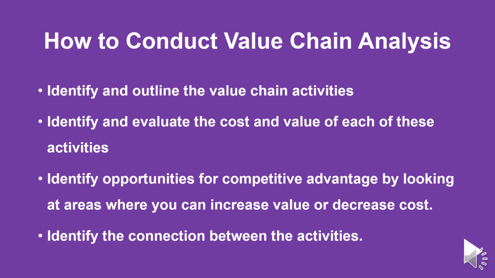Identify and outline the value chain activities. We said earlier that the value chain activities are divided into two broad components. So you have to identify the primary activities and the support activities and outline them. After that, you need to identify and evaluate the cost associated with each of the activities. How much is it going to cost you to implement or execute the various activities? And what values are your customers receiving from each of these activities?